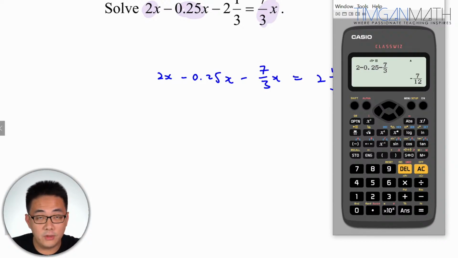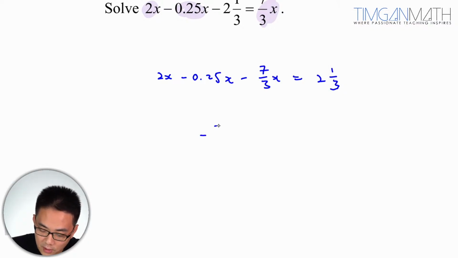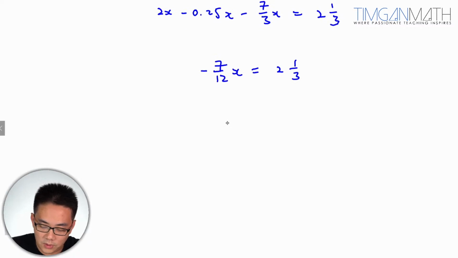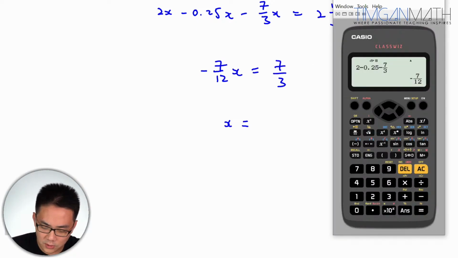Because they never say without the use of calculator, I presume you can just use the calculator here. So negative 7 over 12x equals 2 1/3. What you need to do is divide by 2 1/3. I think you could change it to an improper fraction. Same thing, your calculator could change it like that, and this will be 7 over 3.